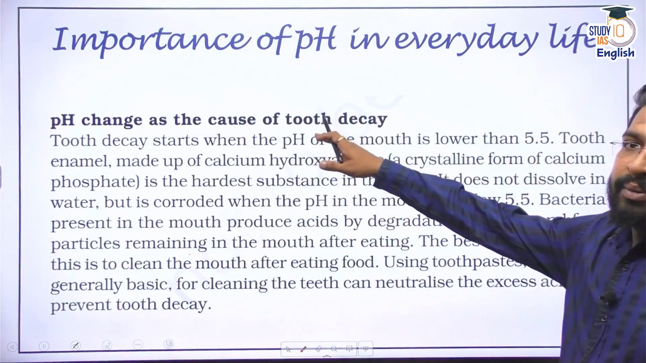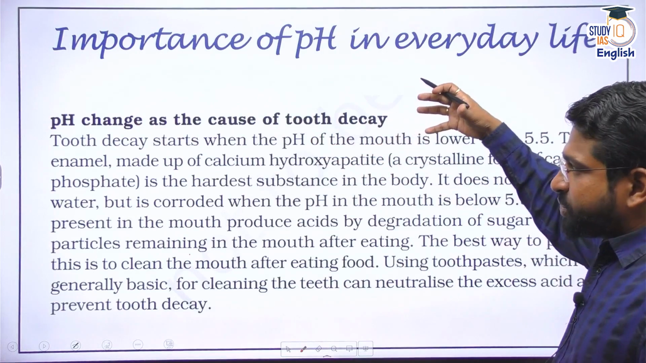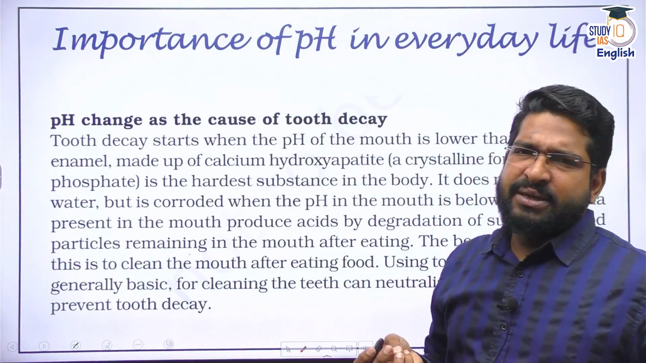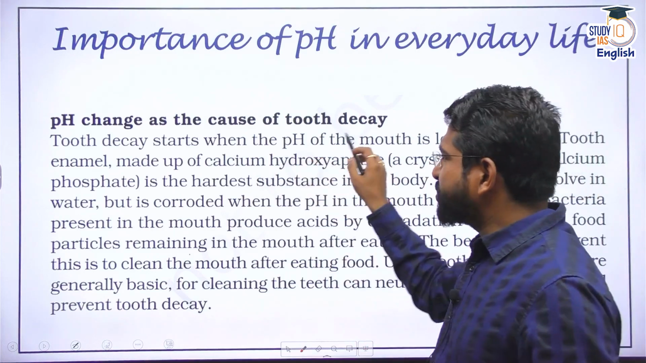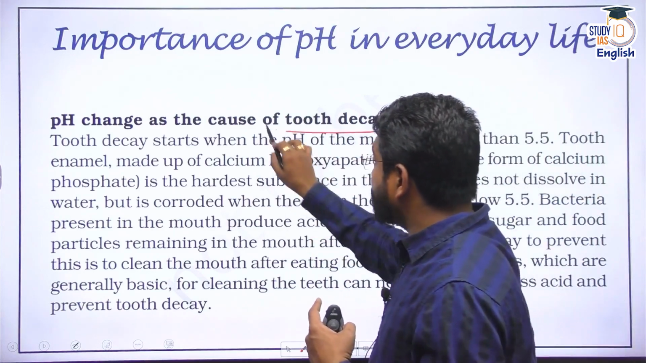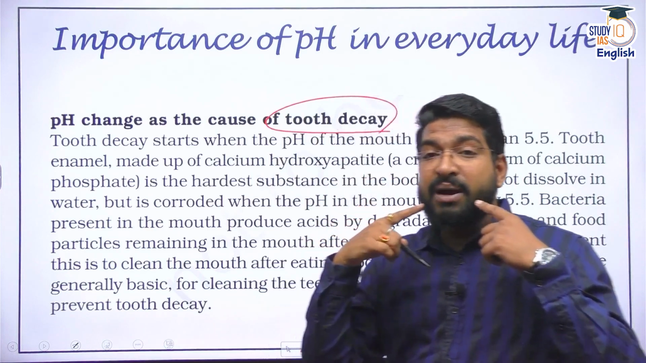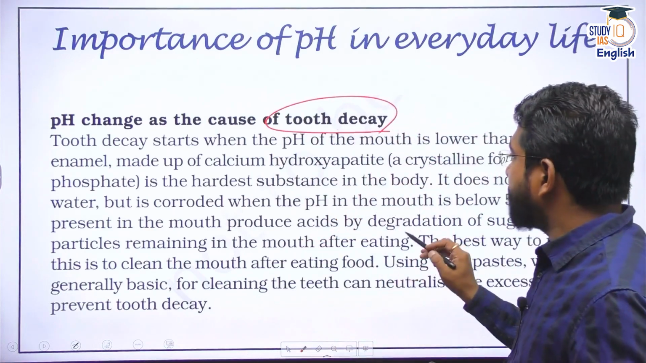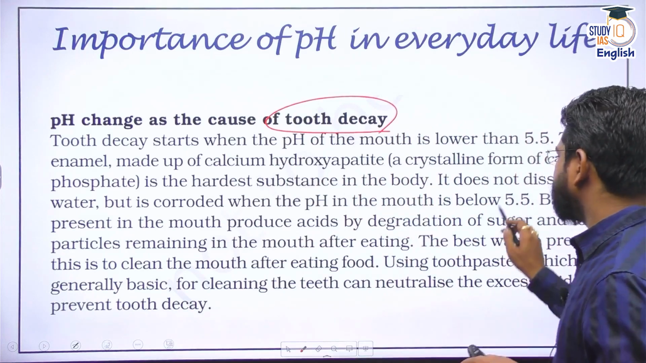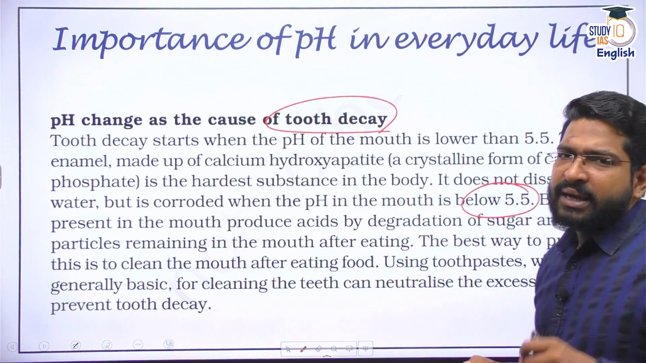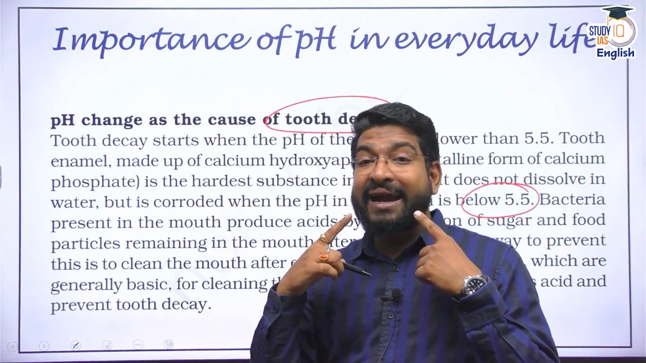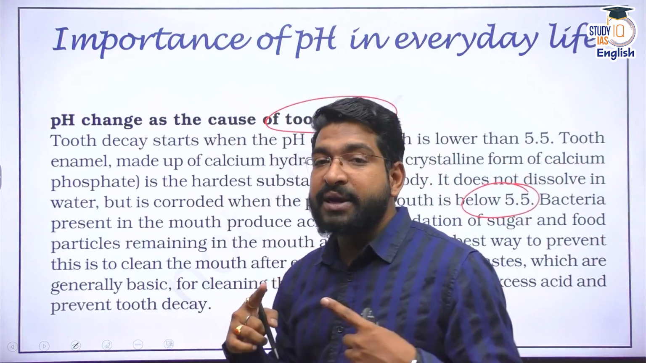Similarly, pH in our mouth, I said pH is generally around basic. Saliva itself is basic, but pH change in the mouth leads to tooth decay. If in my mouth the pH goes down somewhere below 5.5, then the tooth decay takes place. And why does that happen? That happens because of activity of bacteria and other microorganisms.